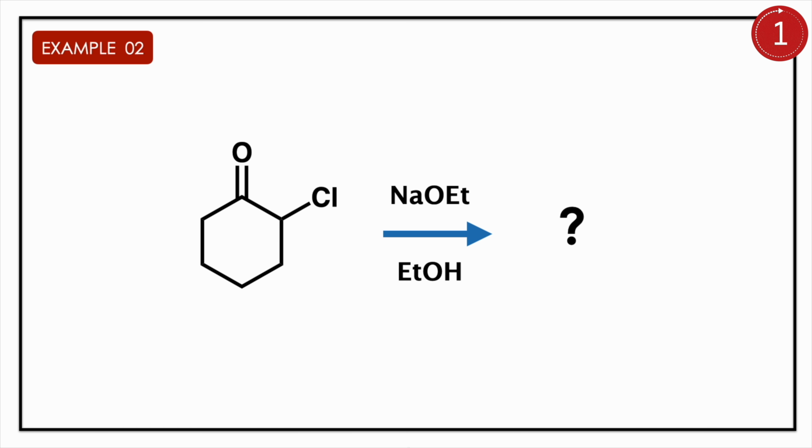Then the interesting example, a cyclic system: a cyclohexane ring with a ketone. At the alpha position you have chlorine, and you are using sodium ethoxide in ethanol. You should find what the final product will be.